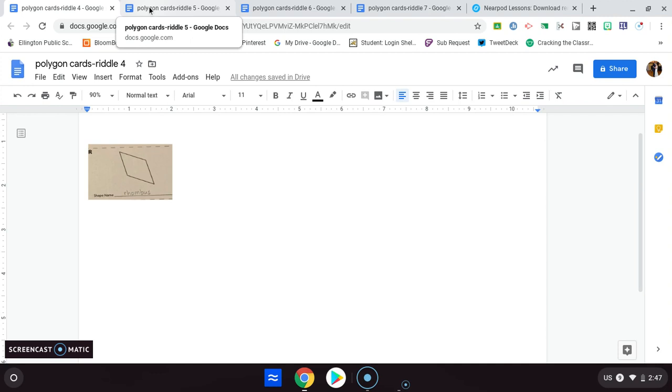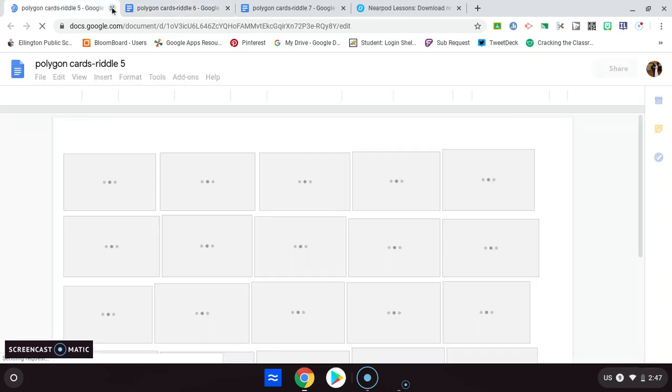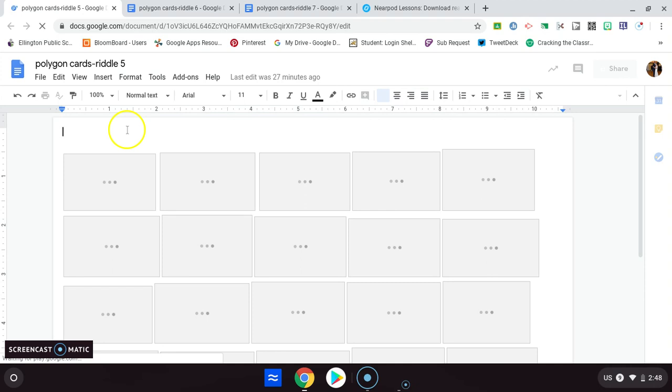You pause right now. Get your cards situated. Make sure they look like mine. 4 rows of 5, alphabetical order. That way we can follow along with each other. So while mine loads and I change the percentage so you can see them all, go ahead and get yours set. You can pause if you need to, like I said, and we'll go through.